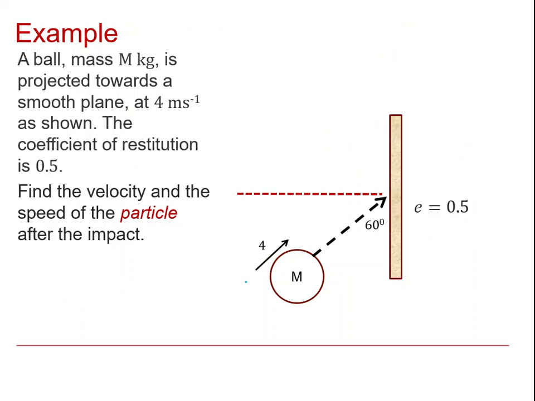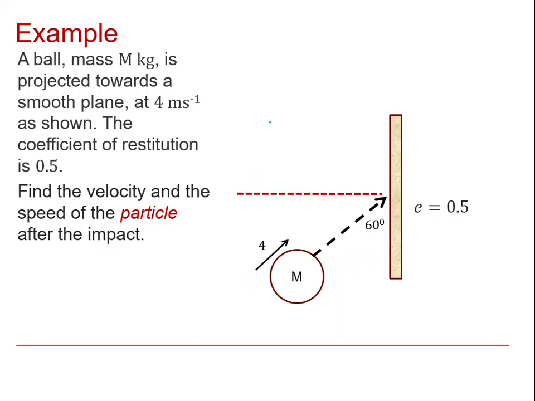So now let's look at a specific case. Let's suppose that we've got a ball coming towards a wall, or a particle, we're modelling it as a particle anyway, with a speed of 4 meters per second, with an angle between the approach vector and the wall of 60 degrees.